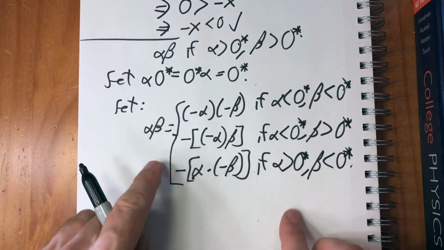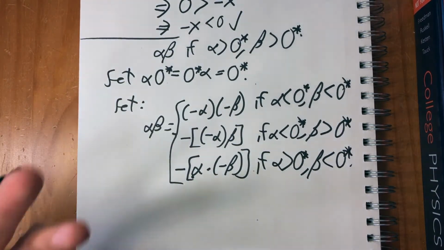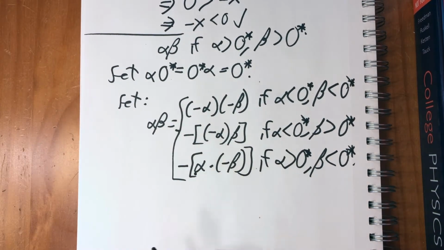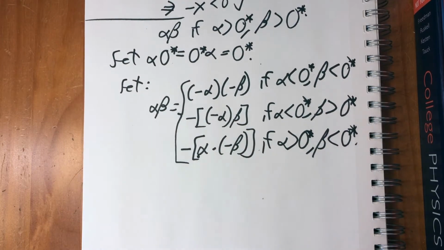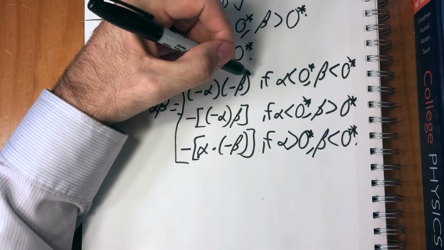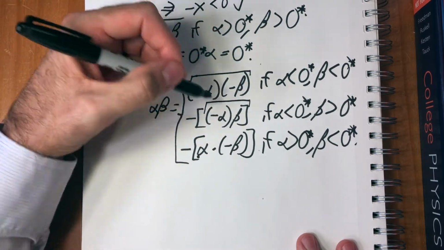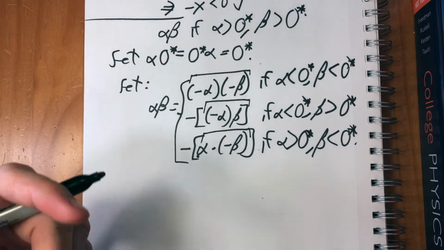And in each case, now we're just defining what it means to multiply alpha times beta. If they're both negative, then you just take the opposite of both of them, and that's what that equals. Or it's the opposite of multiplying the opposite. And you can see that the reason this works is that each one of these is multiplying two positive numbers, which we already know how to do.